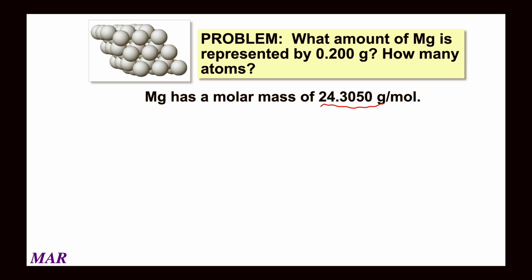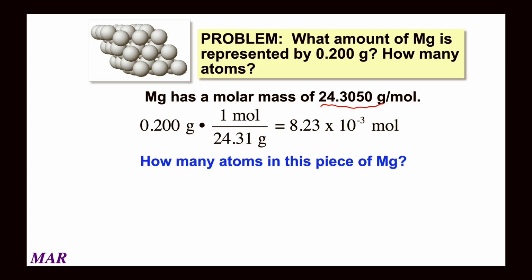So magnesium is 24.3050 grams per mole. Using dimensional analysis, we're going to start with our 0.200 grams. Most of the time, instead of using all the sig figs, you can use it just to the hundredth. So notice that 24.3050, I rounded up to the hundredth. The first number to be dropped is between 5 and 9, so 24.30 becomes 24.31. And that again is the molar mass.